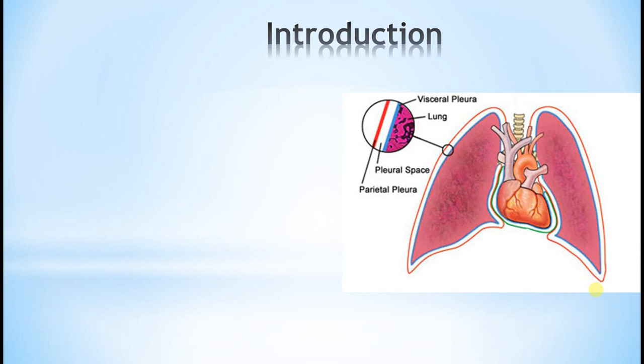Now, basically, introduction to the pleura. What actually is pleura? So here you are able to see the lung, and the lung is covered by a covering. It is not a single covering, but it is present as a double layered covering. Okay, so the blue color line you are able to see, which is actually surrounding the lung, and then you are able to see the red color line. So this double layered membrane is actually called the pleura.